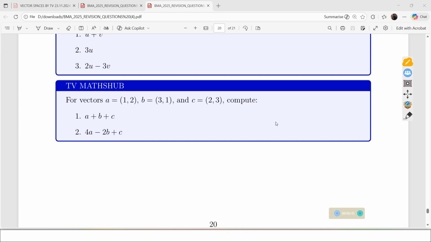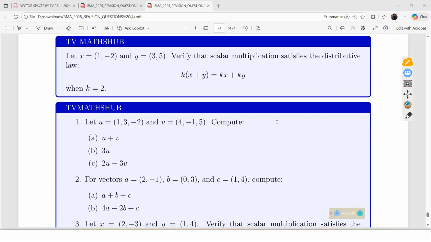So let us look at another question. Another question says, let x be equal to that and y be equal to that. Verify that scalar multiplication satisfies the distributive law, and you need to confirm whether this is true, whether the left hand side is equal to the right hand side, provided k is equal to 2.